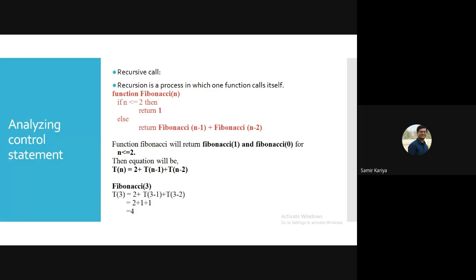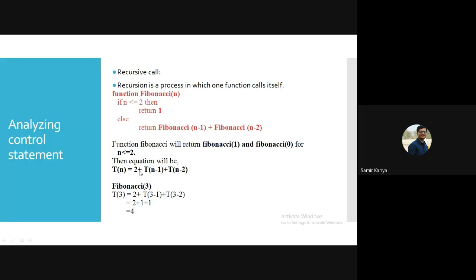Recursion is a process in which one function calls itself, खुद को call करना. So let's take one example function, Fibonacci series. If n less than or equal to 2, then return 1. If n greater than 2, then simply return Fibonacci n minus 1 plus Fibonacci n minus 2. That means here it's a recursive call. From this point, you are again calling the same function.